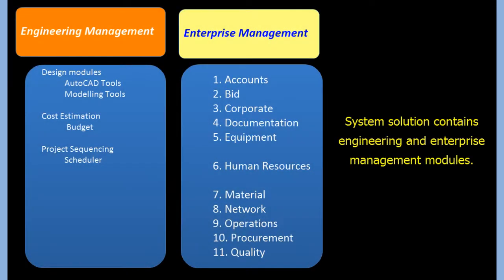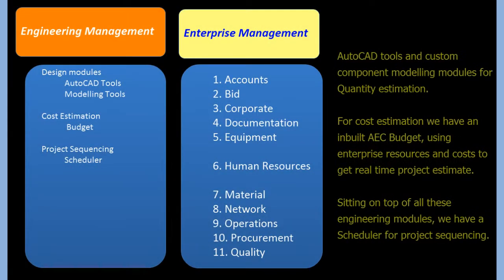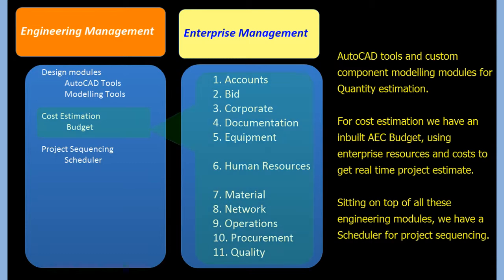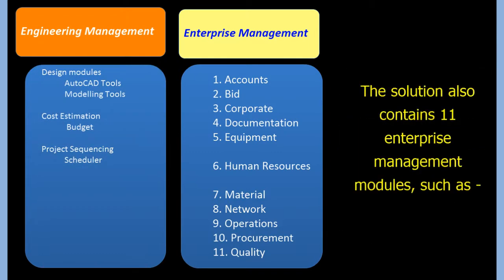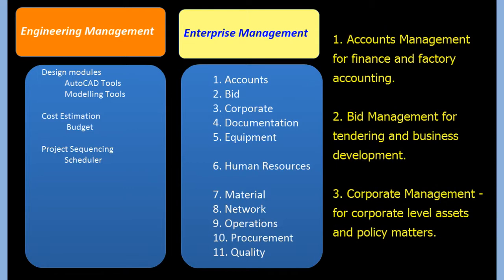System solution contains engineering and enterprise management modules. AutoCAD tools and custom component modeling modules for quantity estimation. For cost estimation we have an inbuilt budget, using enterprise resources and costs to get real-time project estimate. Sitting on top of all these engineering modules, we have a scheduler for project sequencing. The solution also contains 11 enterprise management modules, such as 1.